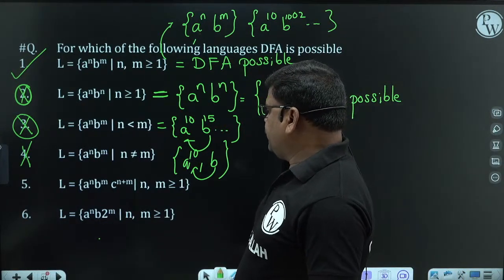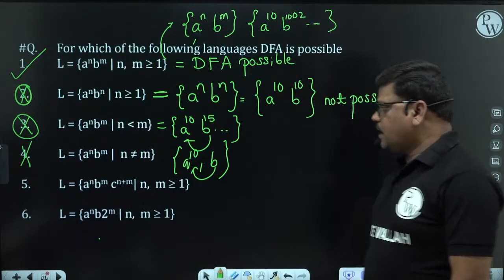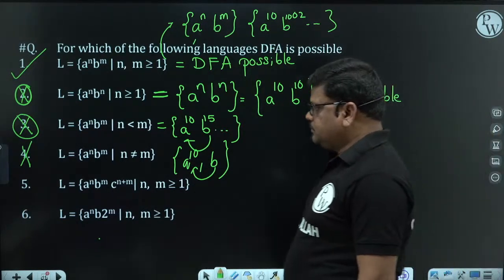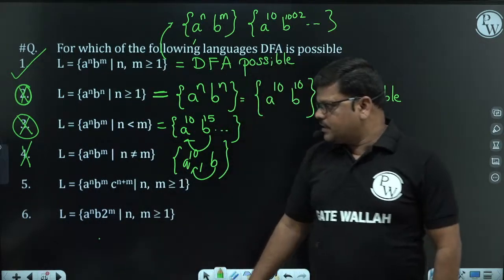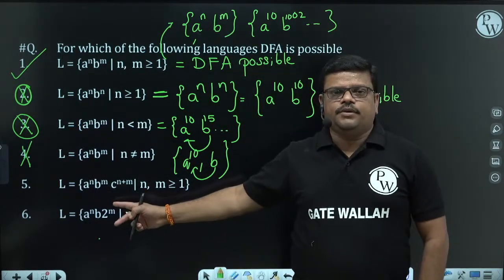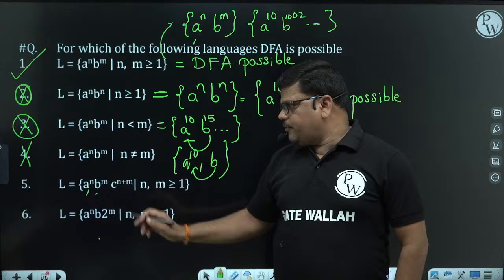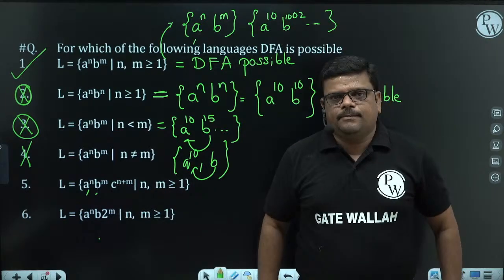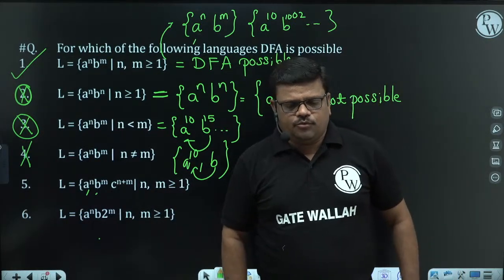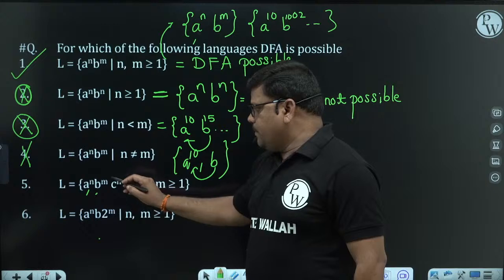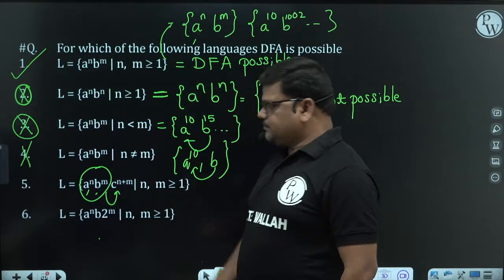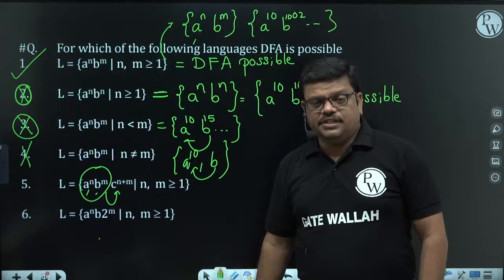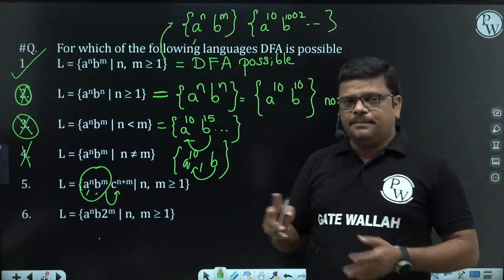What about the fifth one? Observe the language. A power n, B power m, C power n plus m. What is the meaning of this one? The number of A's and B's should be equal to the number of C's. The C value is the sum of A's and B's.